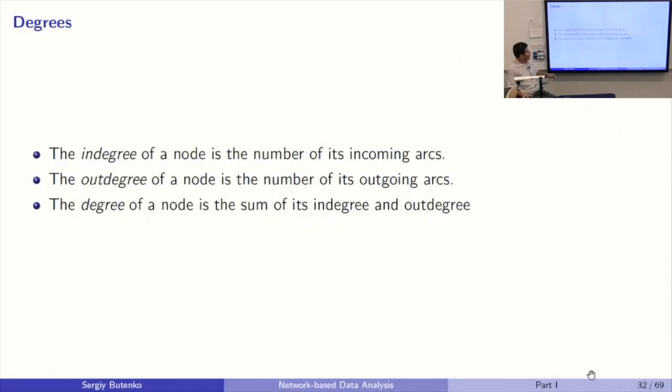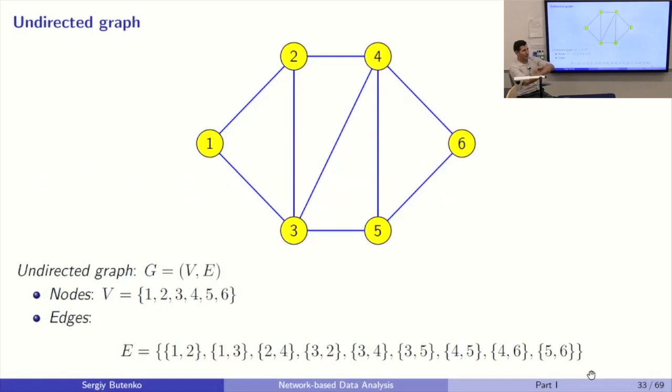The in-degree of a node is the number of incoming arcs, right? The out-degree is the number of outgoing arcs. The degree is the sum of in-degree and out-degree combined. Most of the time in this course, we'll deal with undirected graphs. Many of the concepts that we'll study can be extended to directed networks, and this could maybe be a project that somebody will pick.